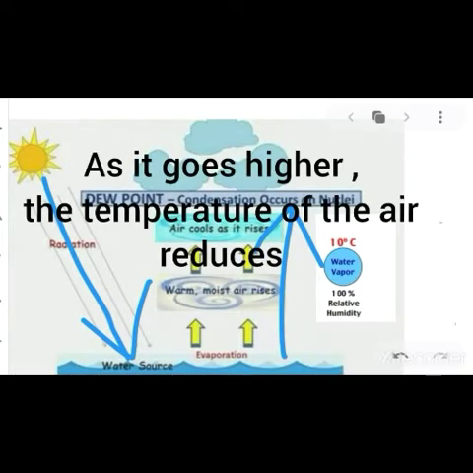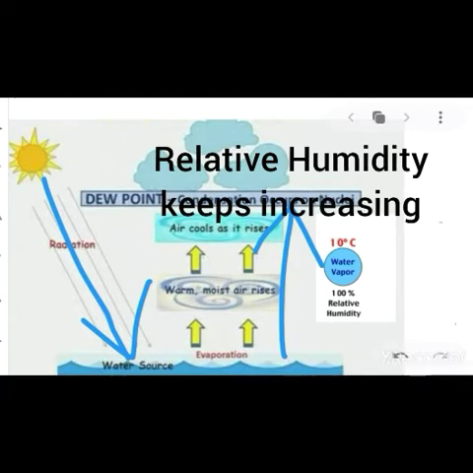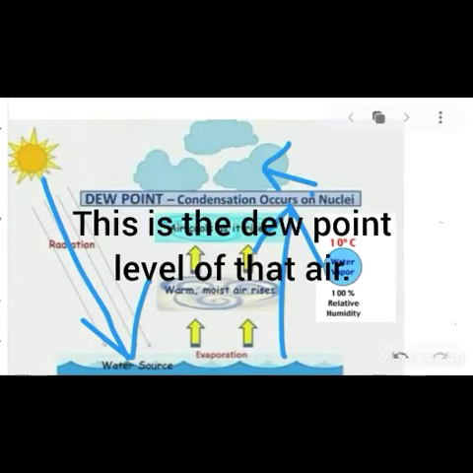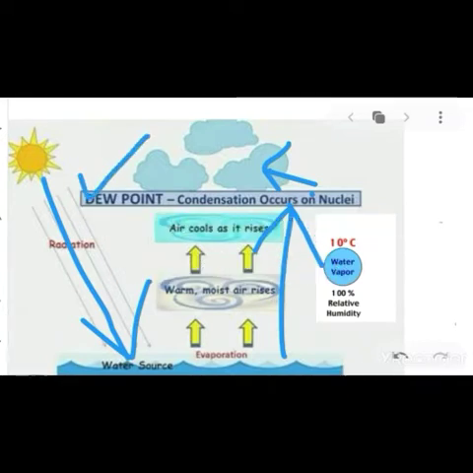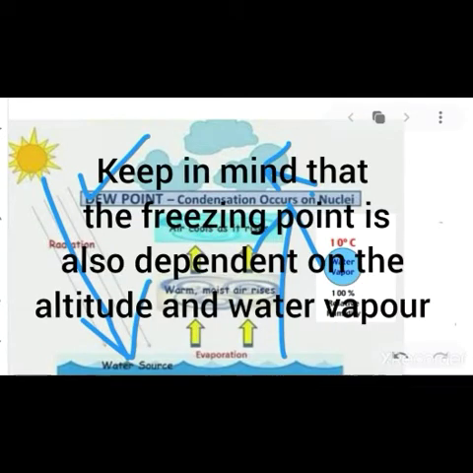as it goes higher. The temperature of the air reduces and the moisture holding capacity of the air reduces. Relative humidity keeps increasing. The water vapor in the atmosphere turns into water and snow. This is the dew point level of that air. The level of condensation is determined by the water vapor in the air. Keep in mind that the freezing point is also dependent on the altitude and water vapor.